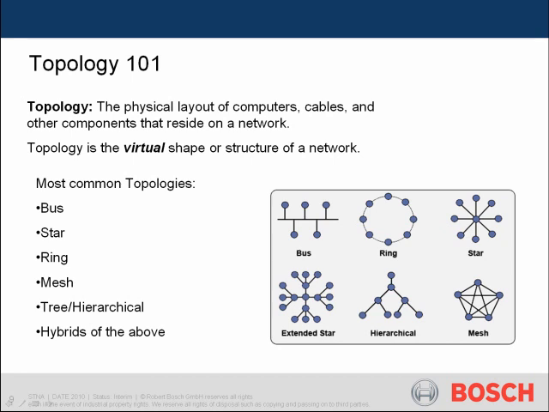Topology is the virtual shape of the network and not the physical shape. An example would be I could have 10 computers set up in a circle. Just because I have them in a circle does not mean that I'm in a ring topology. Depending on how I have them wired to my network equipment, I could be in a star topology. So we're looking at the virtual shape of the network and not the actual physical way the computers are arranged.